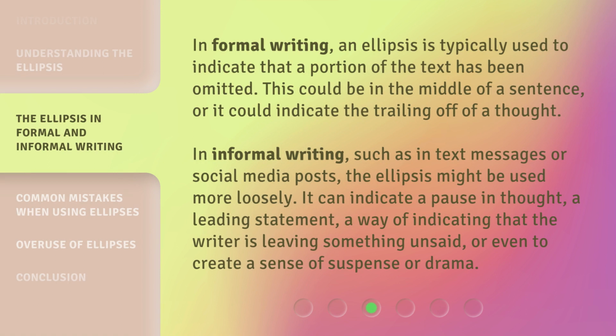In formal writing, an ellipsis is typically used to indicate that a portion of the text has been omitted. This could be in the middle of a sentence, or it could indicate the trailing off of a thought. In informal writing, such as in text messages or social media posts, the ellipsis might be used more loosely. It can indicate a pause in thought, a leading statement, a way of indicating that the writer is leaving something unsaid, or even to create a sense of suspense or drama.